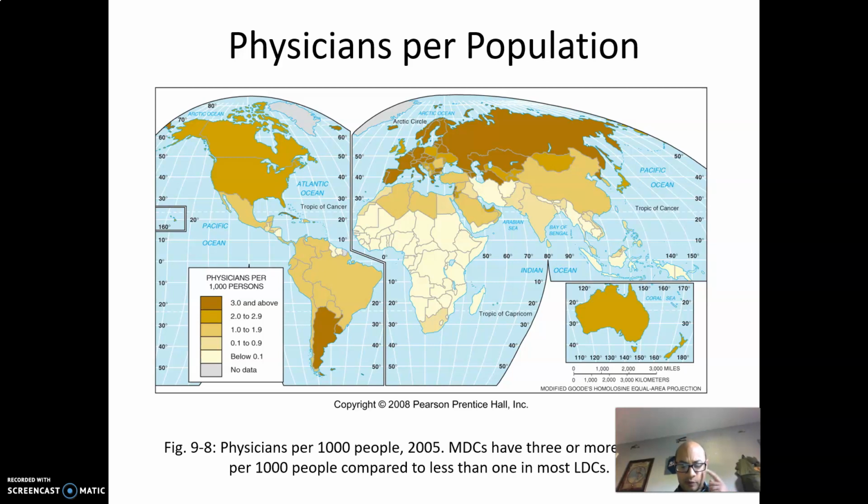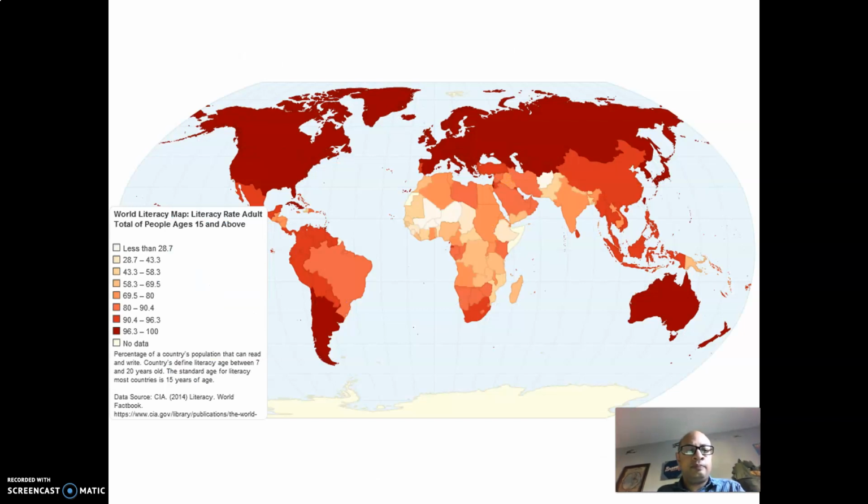Something that I don't have a map for, but is interesting to look at, is the use of fossil fuels versus renewable energy. Countries that are using more renewable energy options tend to be more developed. Countries that are using more traditional fossil fuels is an indicator of less development. And finally, literacy rates. Literacy rates actually tell quite the story, some would say, of development.